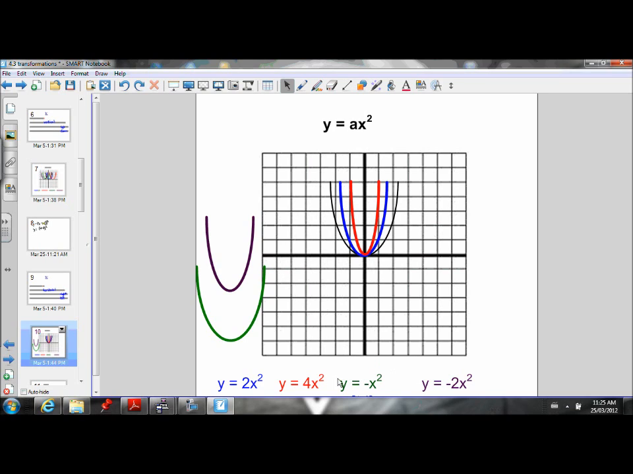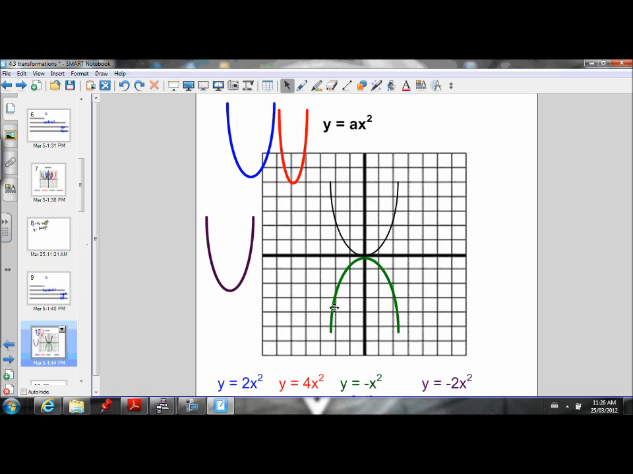Now on our graphing calculator, if we put in y equals negative x squared, the parabola will look like this. It'll rotate like this, and its vertex will still be at the origin. So what we call that is a reflection in the x-axis. Let's move all these other graphs out of the way for a second. So we have the graph of y equals x squared, and this is the graph of y equals negative x squared.